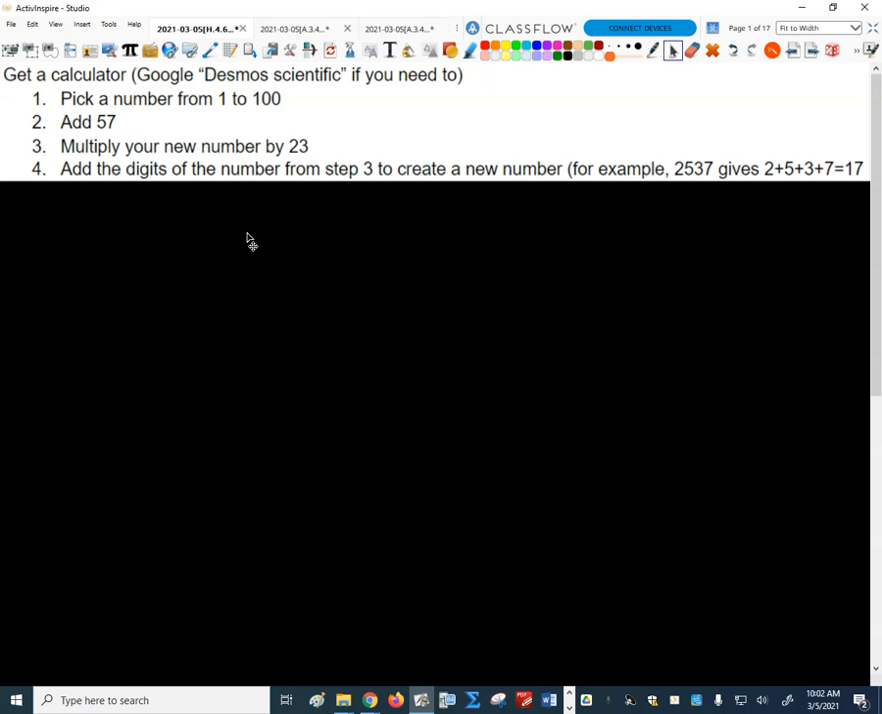Step 4, add the digits of your number from row 3 to create a new number. For example, if your number in row 3 was 2,537, you would add 2 plus 5 plus 3 plus 7 to get 17. Okay, type 4 when you got your new number in row 4.